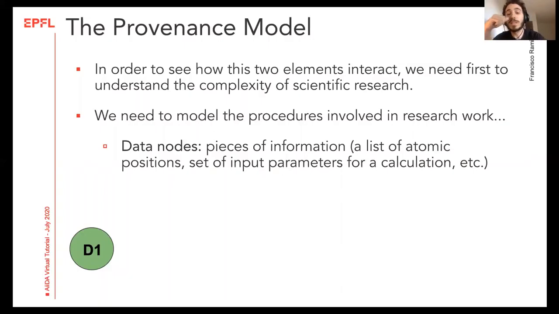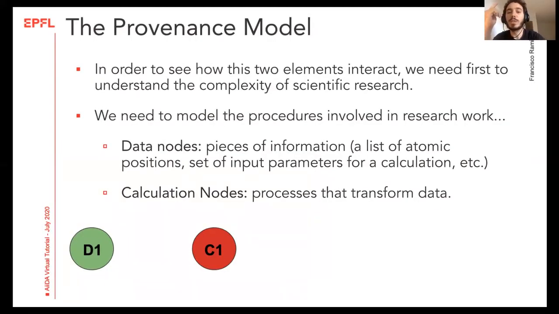And we will start, since part of our job is dealing with different pieces of information, we will represent this as contained inside of nodes that we will call data nodes. And as you can see, these nodes may contain, for example, a list of atomic positions that are the input for a molecular dynamic, or the set of parameters for the code that we will use to do this dynamic.